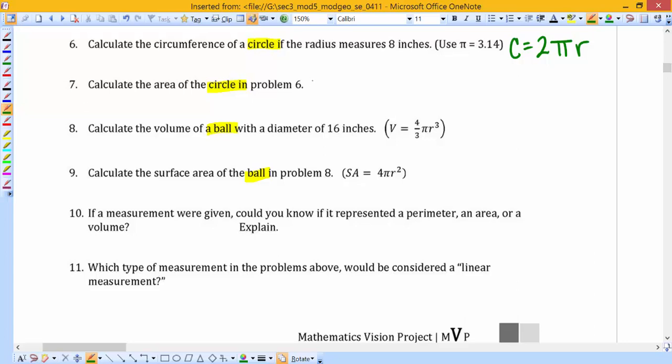7 wants the area, so in case you need the area of a circle, it's pi r squared. And be careful using your calculator. Make sure you're plugging things in correctly and that you're following order of operations. 10 and 11, it's asking you again about the units. So please make sure you are answering 10 and 11. Do not skip 10 and 11.